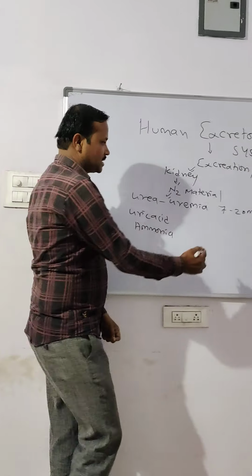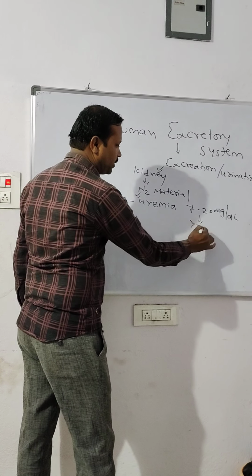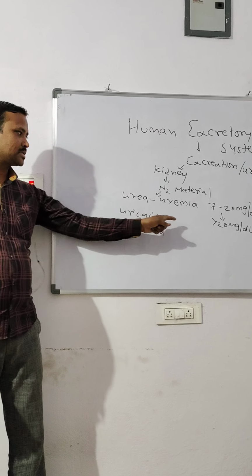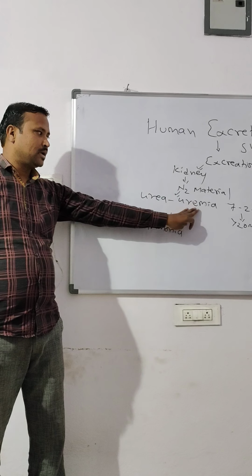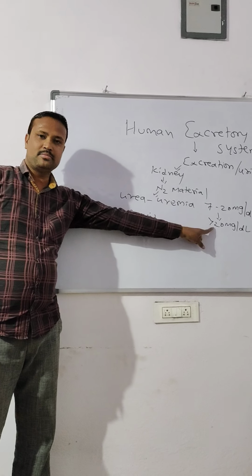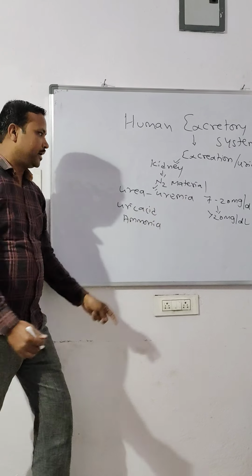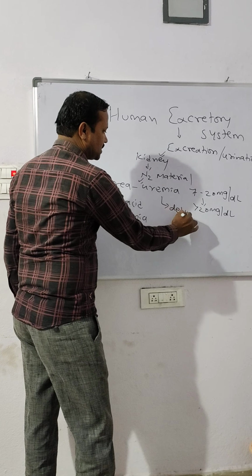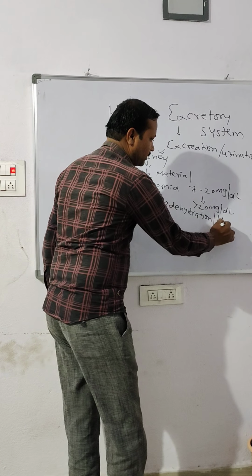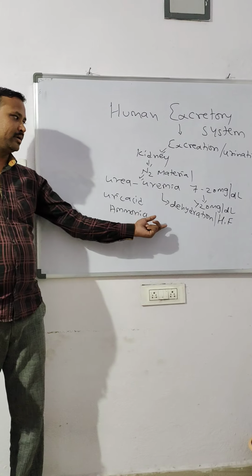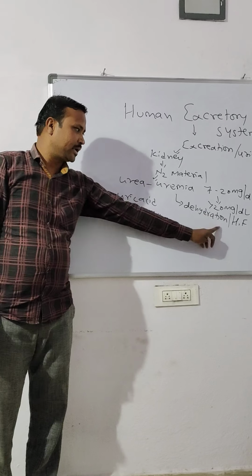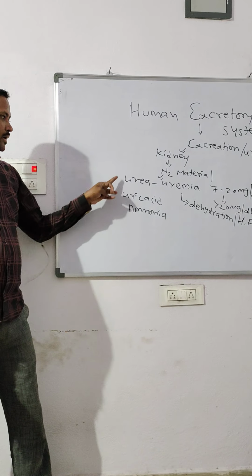If it rises above 20 mg per deciliter, what happens? It causes a condition called uremia. If this uremia is not treated, it causes dehydration. Sometimes, if it is untreated, it causes heart failure. If urea continues to accumulate inside the body for a long duration of time, it causes dehydration and heart failure. This is the first condition.